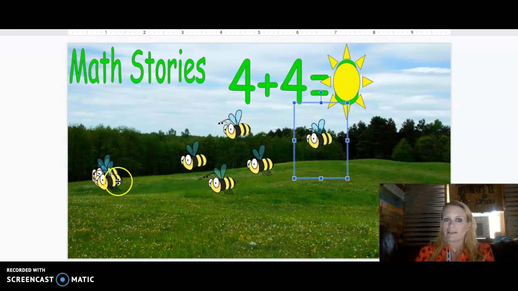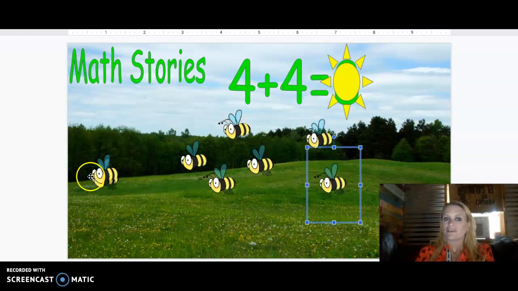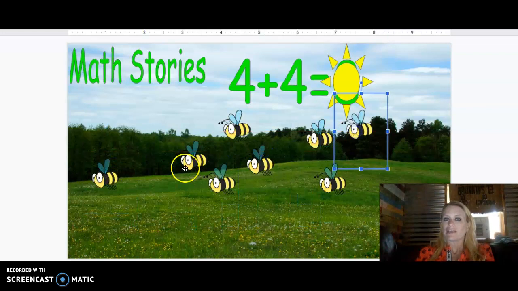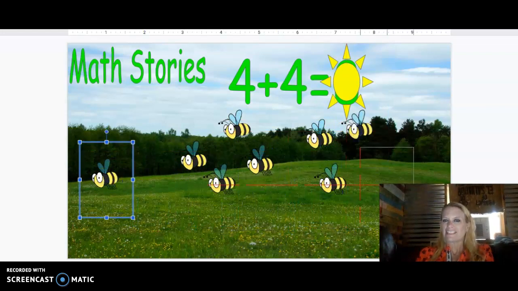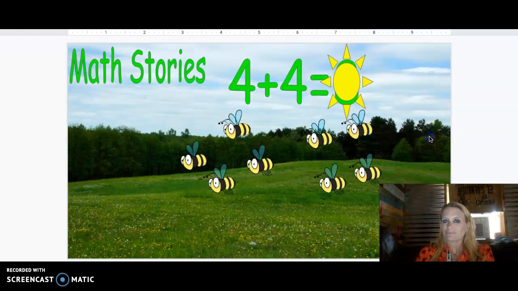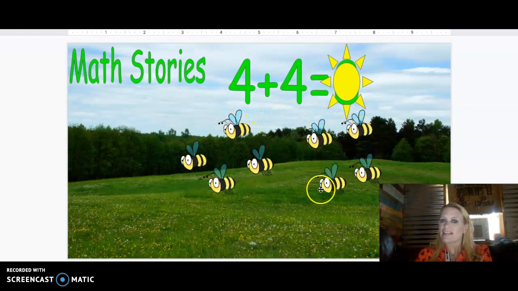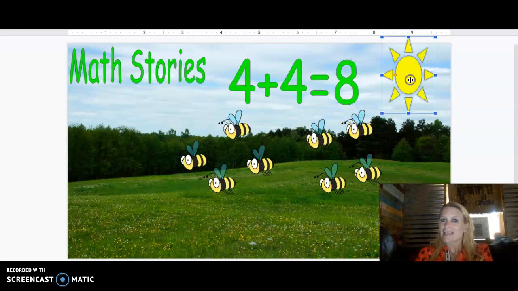1, 2, 3, 4. How many did they have all together? How many bees were there all together now? 1, 2, 3, 4, 5, 6, 7, 8. Let's check. 8. Good job. That is our addition story. And so we're adding them together. We looked at this sign right here, and that means adding things together.